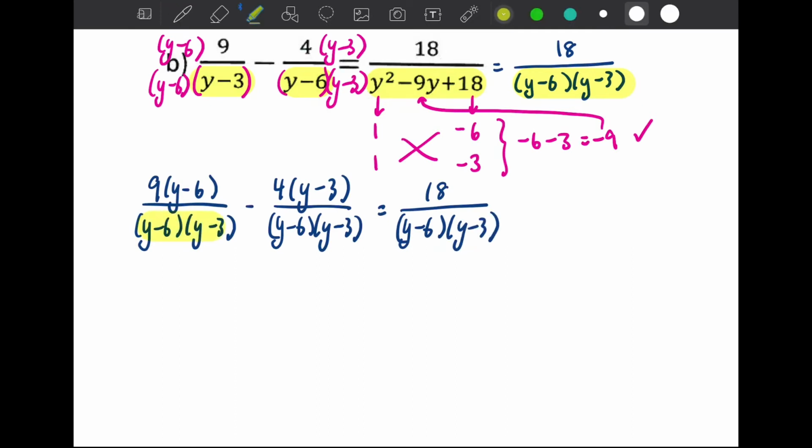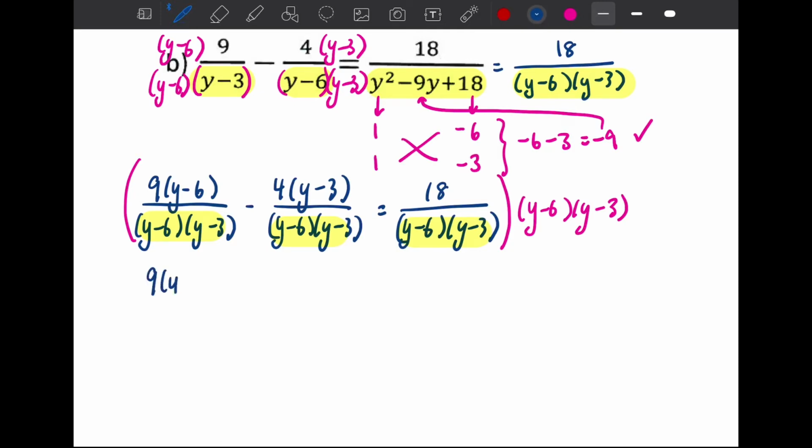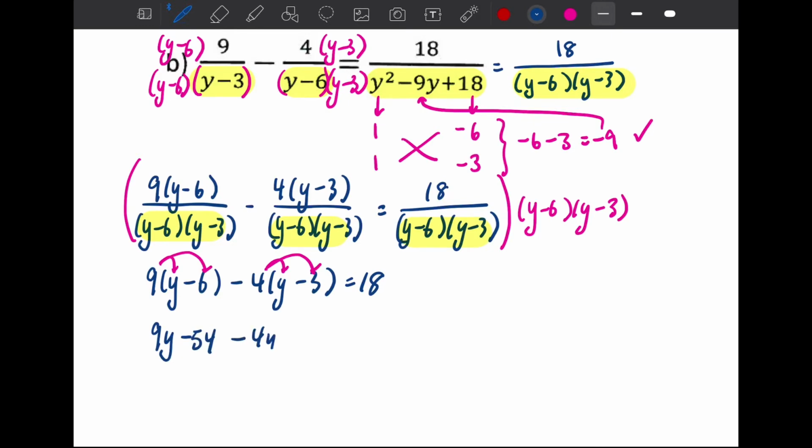And because now we have all the common denominators, we could just remove them by multiplying by y minus 6 and y minus 3 together to cancel out the denominators. We have 9 times y minus 6 minus 4 times y minus 3 equal to 18. Now let's expand to solve for y. We have 9y minus 54 minus 4y plus 12 equals 18.